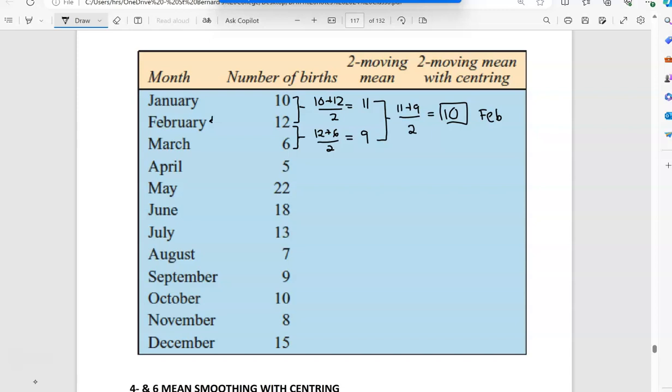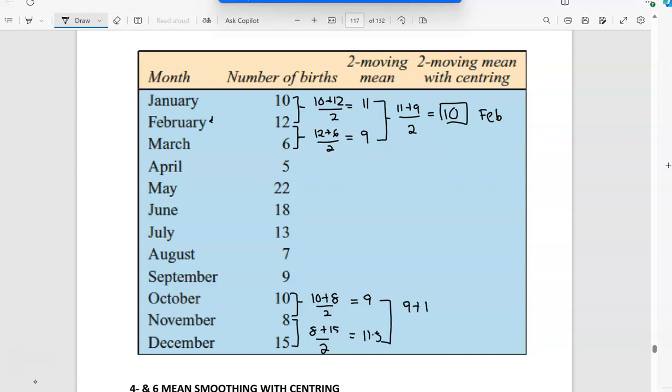Now, I'm going to show you the last bit here. We would have 10 plus 8 divided by 2 equals 9. And then 8 plus 15 divided by 2 equals 11.5. Now, if I centered those two and divided by 2, we get 10.25, and that would be November's. The number in the middle is the smooth data. So that's November.